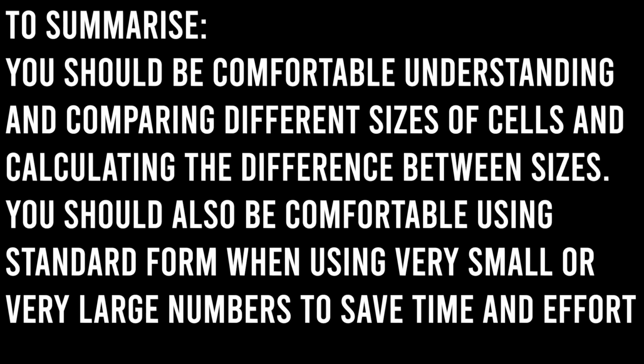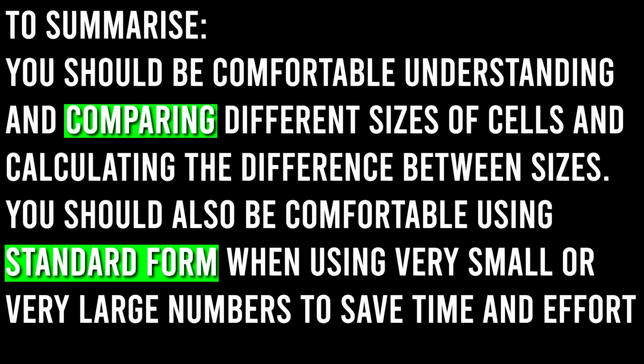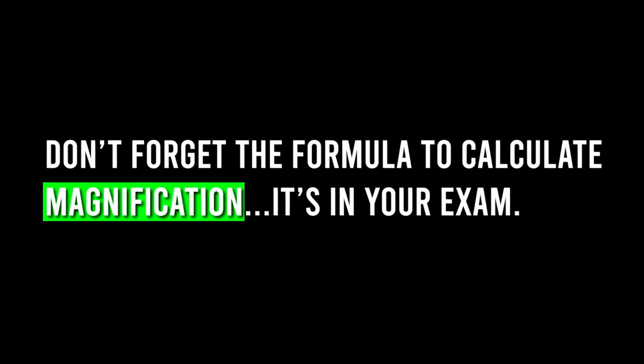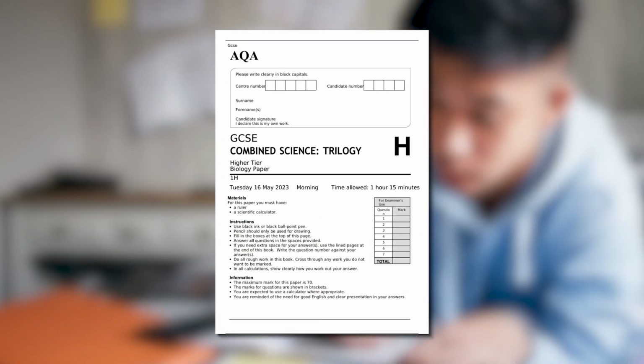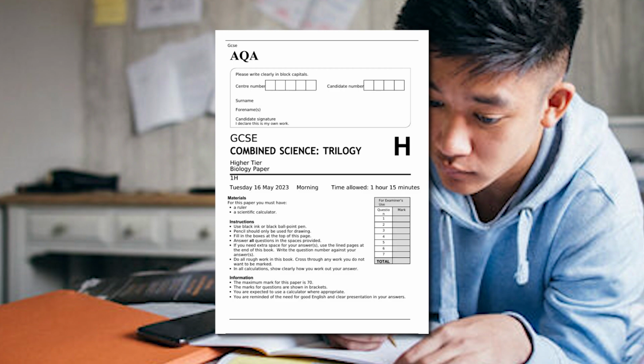To summarize, understanding cell sizes and their components involves recognizing their scale, comparing their dimensions, and using tools like standard form and magnification. These concepts form a foundation for studying biology at GCSE and beyond.